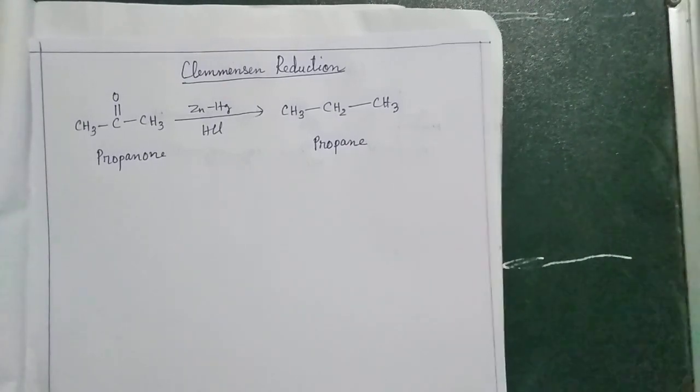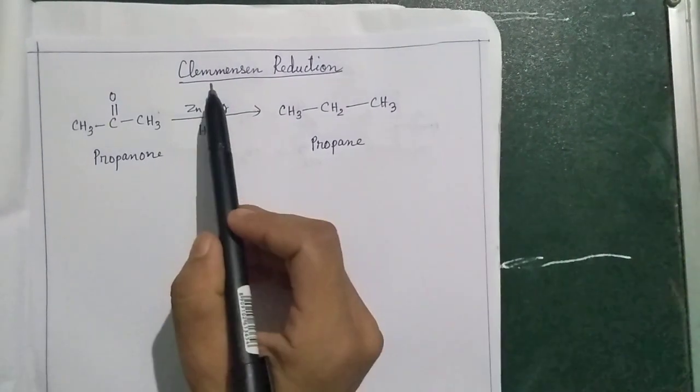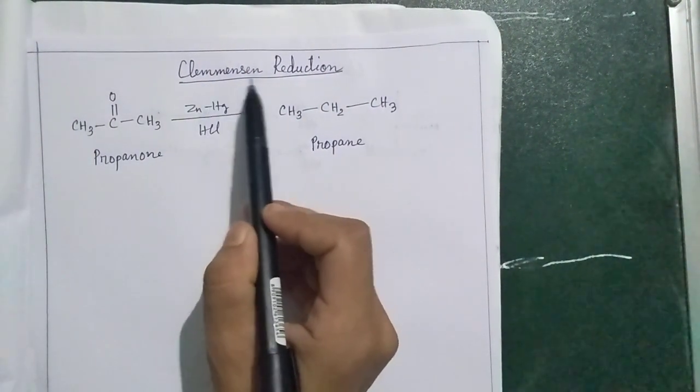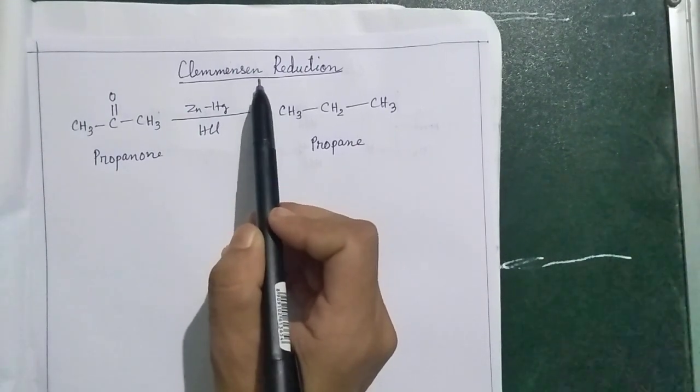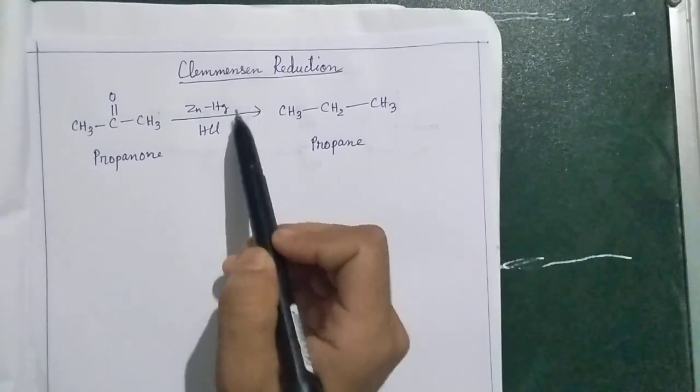Hello everyone, let us learn about the Clemmensen reduction. This is from the organic chemistry of class 12th, from the chapter Aldehydes, Ketones and Carboxylic Acids.